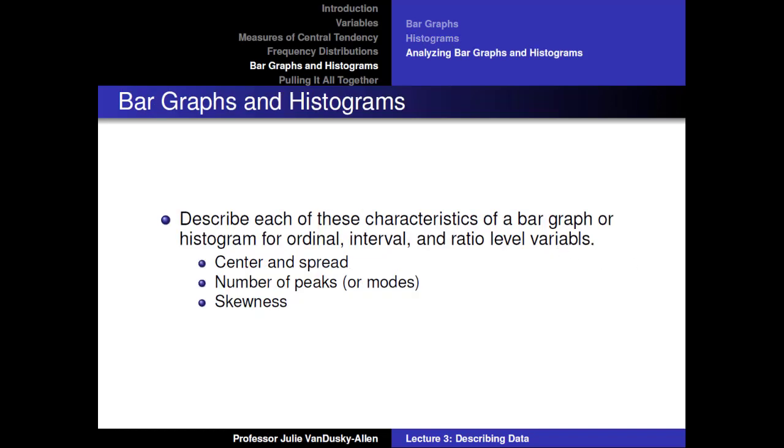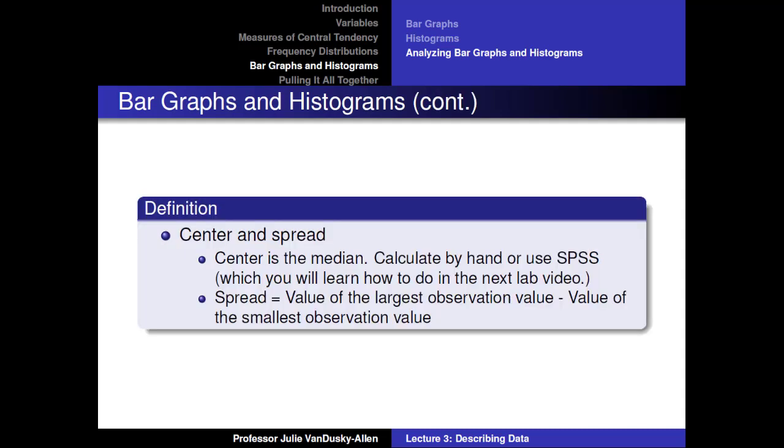Now I'm going to show you how to describe a bar graph or histogram for ordinal, interval, and ratio level variables using the following characteristics: center and spread, number of peaks or modes, and skewness. The center of a bar graph or histogram is where the median is located. You can calculate this by hand or use SPSS to do it, which you will learn how to do in the next lab video. The simplest way to calculate the spread of a bar graph or histogram is to take the value of the largest observation value and subtract the value of the smallest observation value from it.